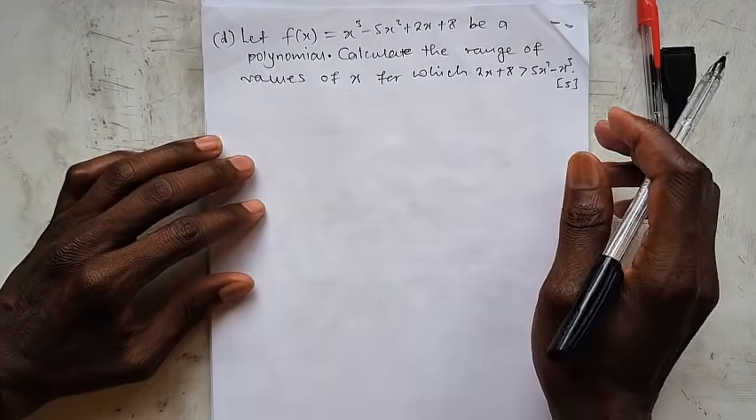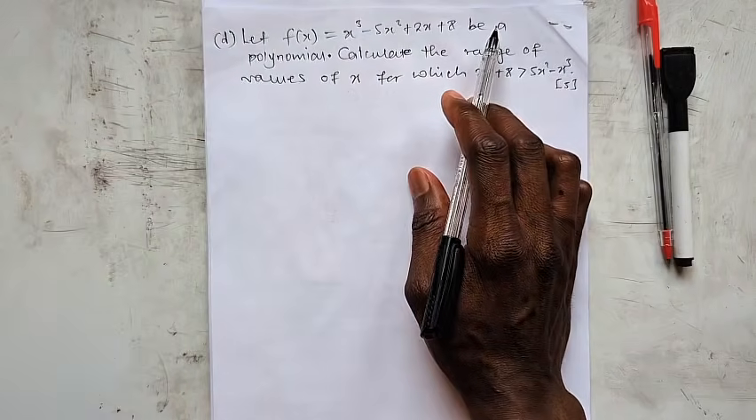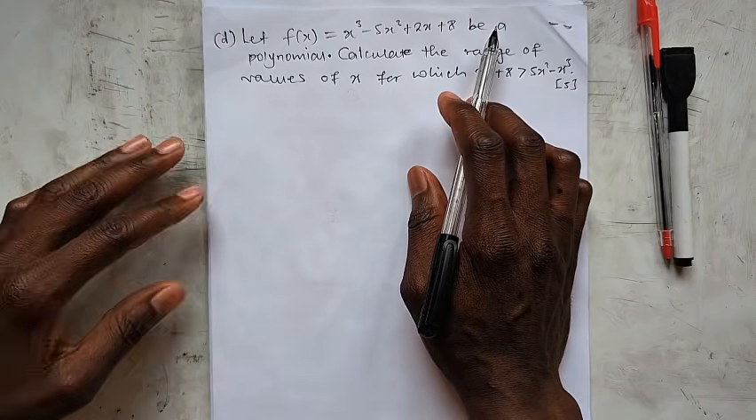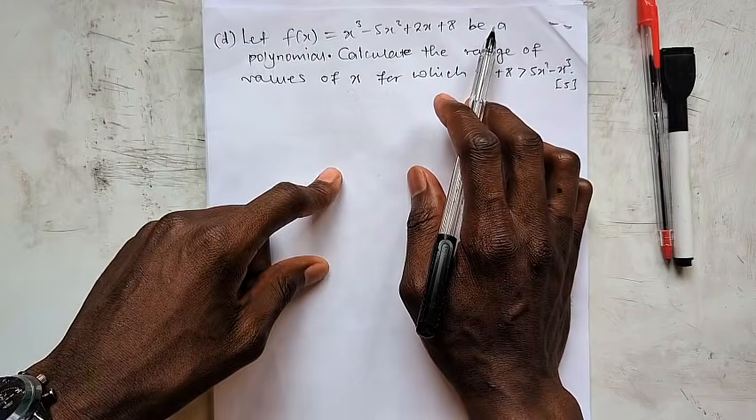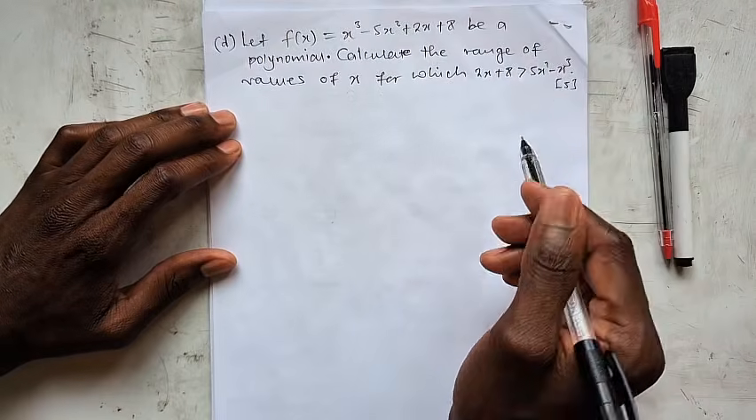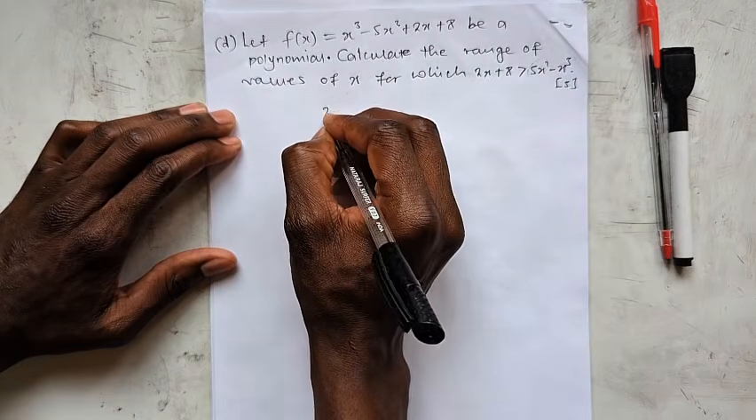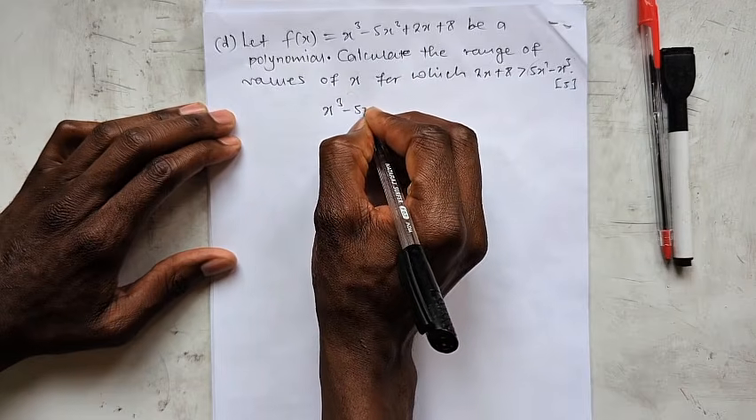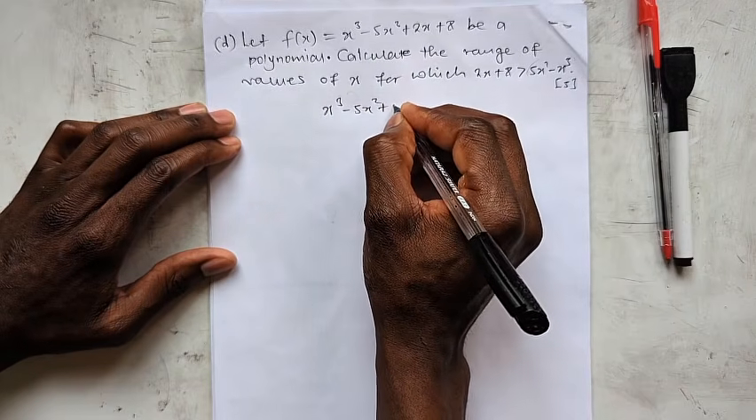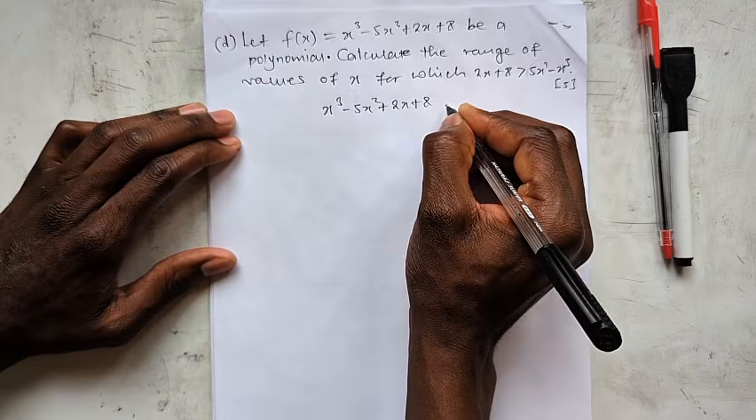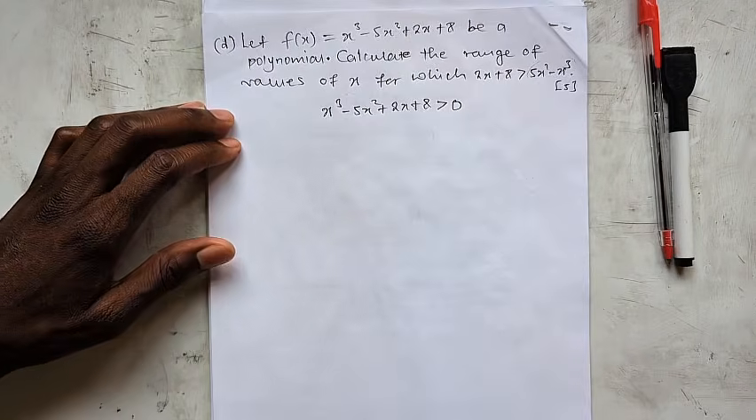When you factorize it, of course, those will be the factors you use to come up with the range of values. So if you take this to the left-hand side, then your expression will just be the same as 2x plus 8 greater than 0.